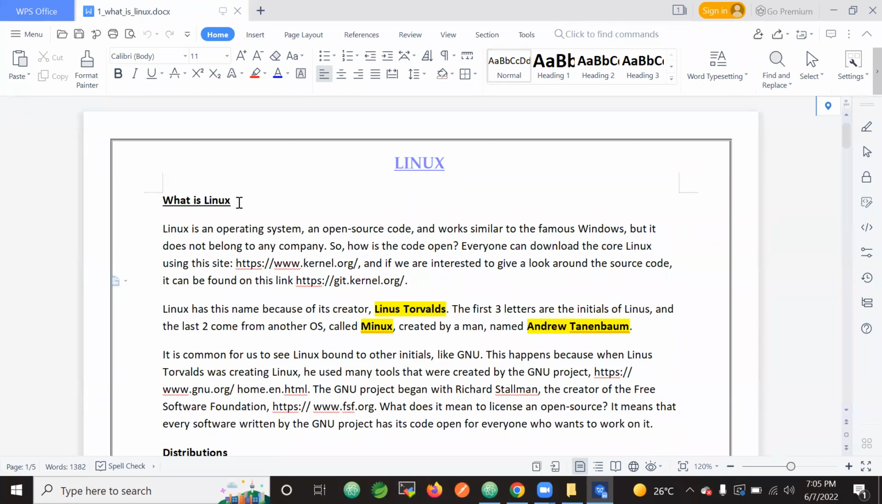Fine. So what is Linux? Linux is an operating system. It is open source and works similar to your Windows operating system. First of all, what is an operating system?